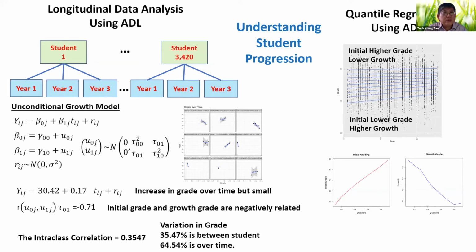We also can carry out quantile regression. We can plot the lines by quantiles to say that those that are low actually grow faster, and those that are high actually have a much lower slope. Another graphical form is putting the quantiles on the x-axis and the grades on the y-axis, and that is the initial grading varied by quantiles and the initial grading by slope. So you can see that these two variables, the initial and the growth, are negatively related.